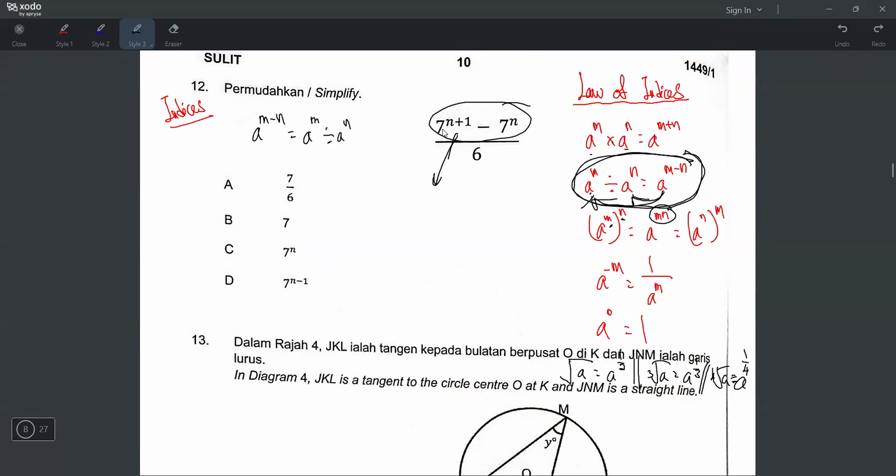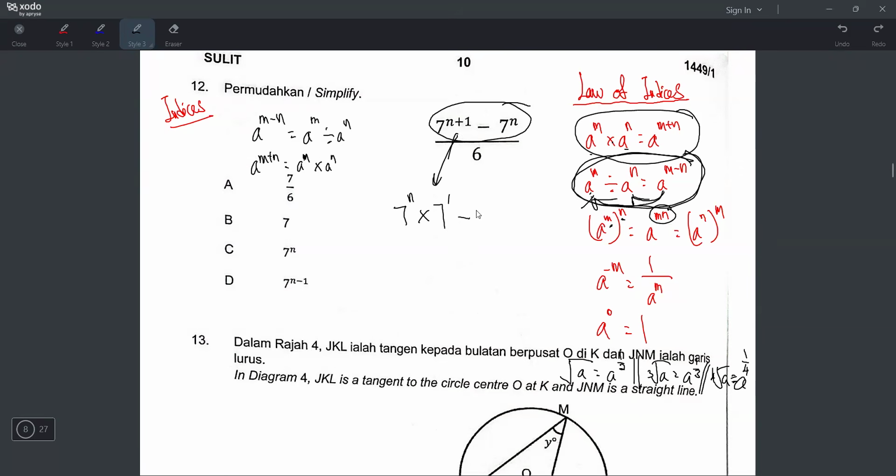So this one pecah. So you can see the 7 is actually the a. And then the n plus 1 is actually the m minus n. So when you pecah, dia akan jadi 7 power n times with 7 power 1. Oh, I'm sorry. I think I silap tulis the formula. It should be the atas punya. A power m plus n equals to a power m times a power n. Yeah, we are actually using this. But you get the idea lah. It's very similar. So 7 power n plus 1 becomes 7 power n times 7 power 1.